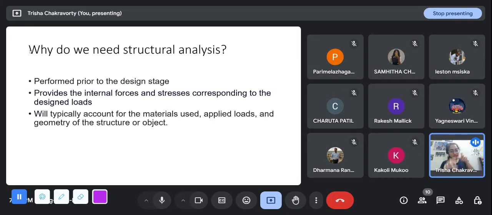Then we have to perform structural analysis on each of the elements to find out the forces that are going to develop in each of the elements at the different cross sections. And then we have to go into design using these as input. So basically, structural analysis, in the wider process of design, which is the ultimate goal of structural engineering, provides the internal forces and stresses corresponding to the design loads.